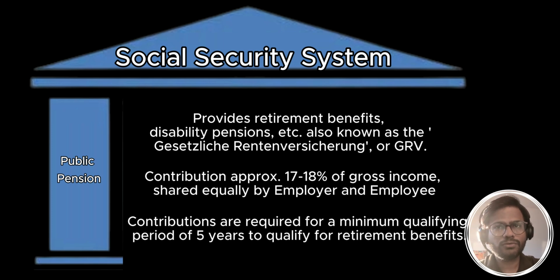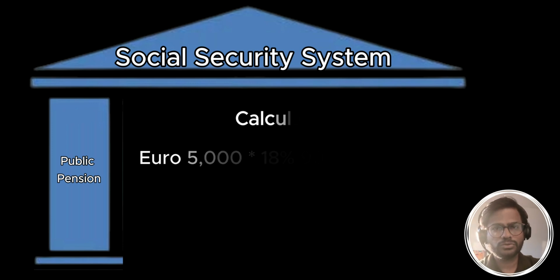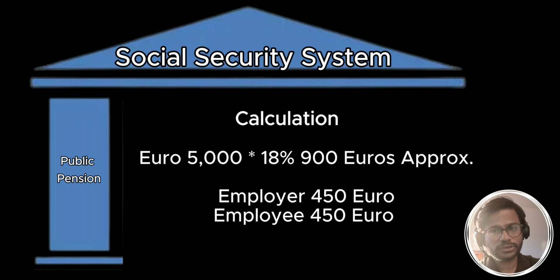Only then are you eligible for the public pension benefits under this pillar. As for the contribution and how the calculation works, let's take the same amount, 5,000 euros gross per month. 18% comes to around 900 euros, which is further split into 450 from your side and 450 from the employer's side. That's how the contribution for the public pension works. There are also different types of pensions, and different pillars of pension, but here we are talking from the point of view of an employee and from the salary.